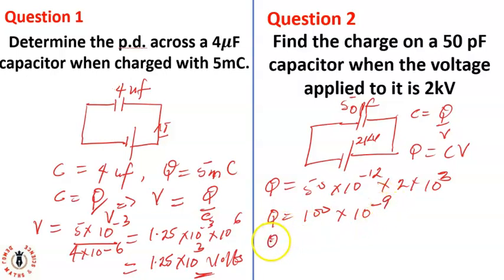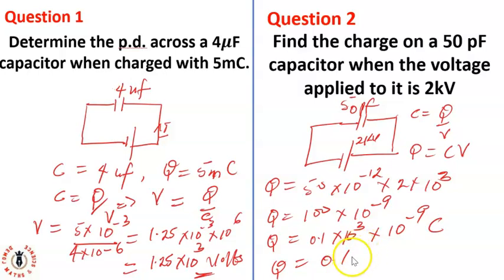Now, Q now, 100 is the same thing as 0.1 times 10 raised to power 3, times 10 raised to power minus 9 in coulombs. So that Q now will be the same thing as 0.1 times 10 raised to power minus 6 coulomb, which is equal to 0.1 microcoulombs.